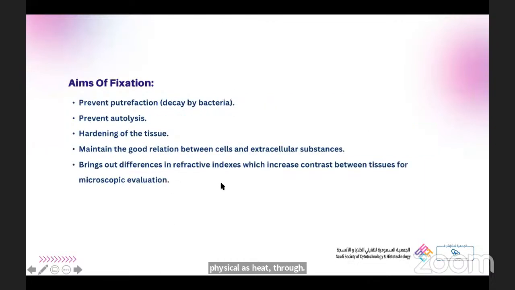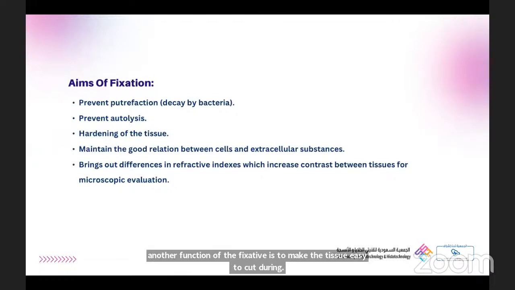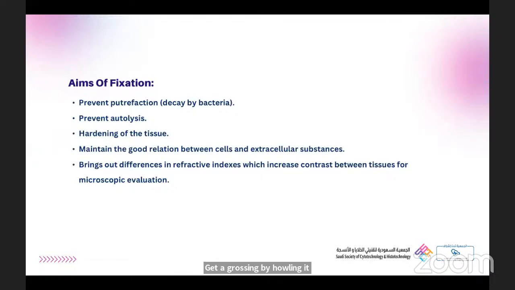The aims of the fixative are to prevent putrefaction, which is decay by bacteria or molds, and also to prevent autolysis, which is automatic cellular death. Another function of the fixative is to make the tissue easy to cut during grossing by hardening it. The next function is to maintain a good relationship between the cells and the extracellular substance, such as the connective tissue, the fibers, and the amorphous ground substance. Last but not least is enhancing the differences in the refractive index, which increases the visibility under the microscope.